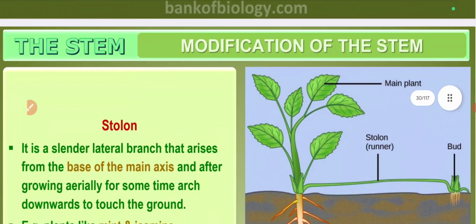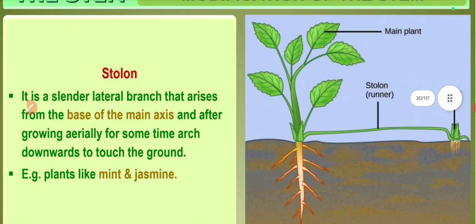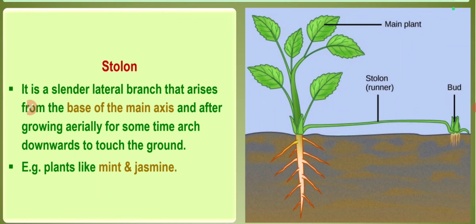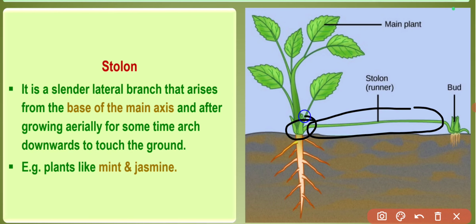Next is stolon. Stolon is a slender lateral branch that arises from the base of the main axis. As you can see, after growing aerially for some time, it arches downward to touch the ground. Examples are plants like mint and jasmine, which have stolons.